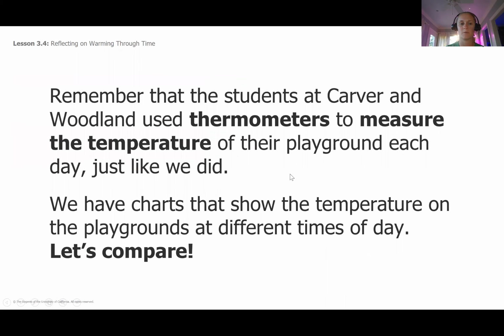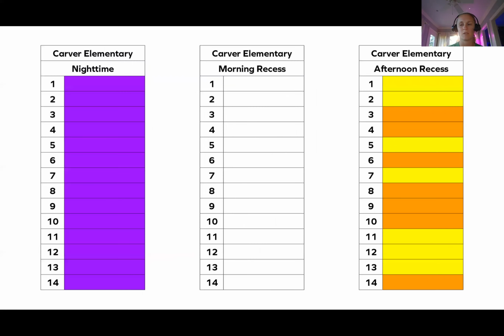On the last day of this week, I want you to remember that the students at Carver and Woodland used thermometers to measure the temperature of their playgrounds, just like you guys did. Okay. We have charts that show the temperature on the playground at different times of the day. So they kept recording their data. So let's look at some of these, and we have these on your page at home as well.